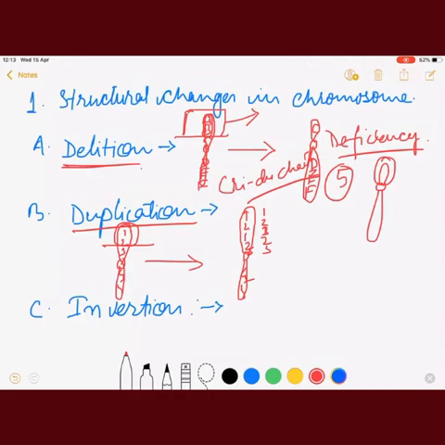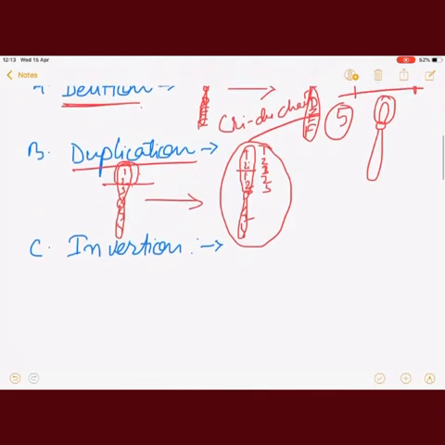That means first 1, 2, this duplicated region, and again the normal region 1, 2, 3, then 4, 5. This will also create some problem in the organism. So, this is the second type of structural changes, that is duplication.